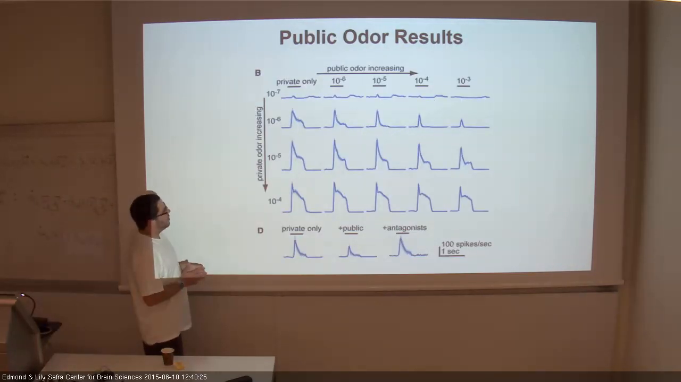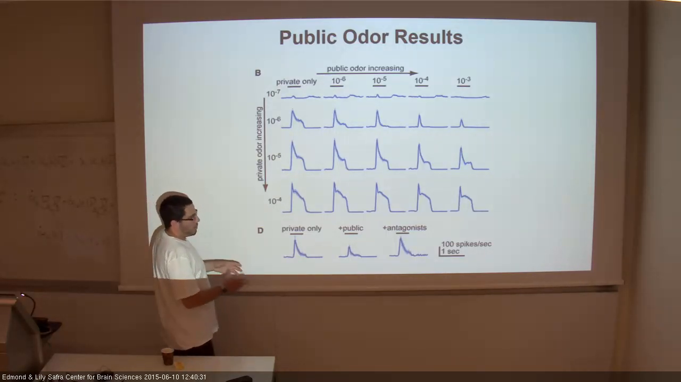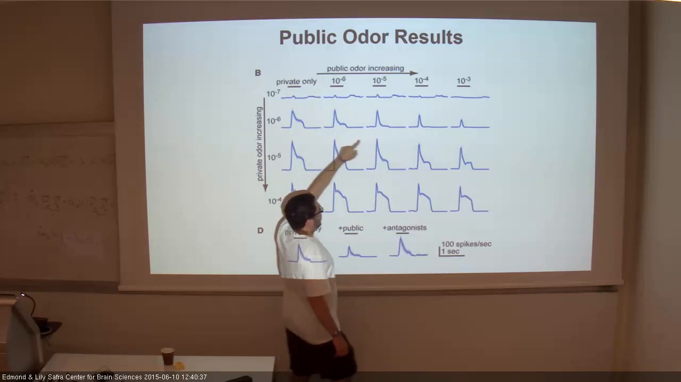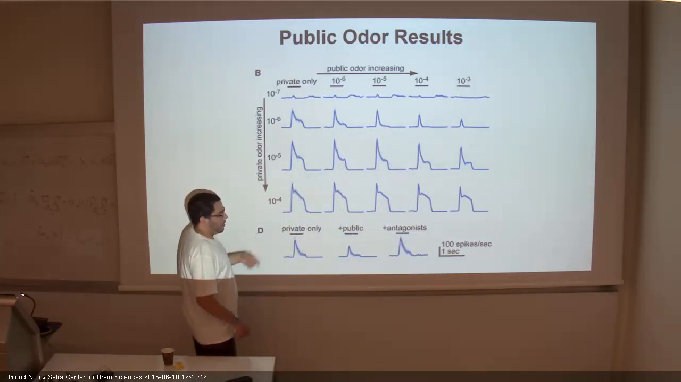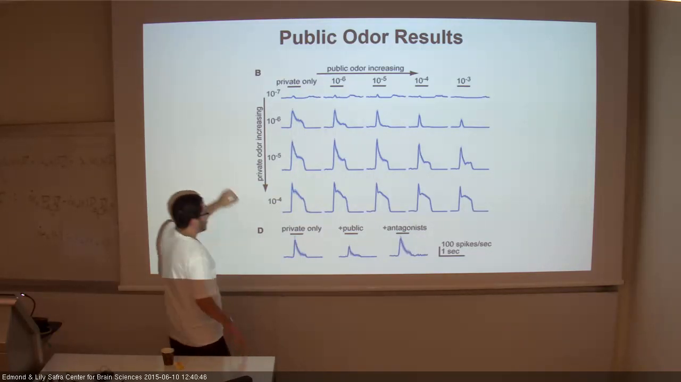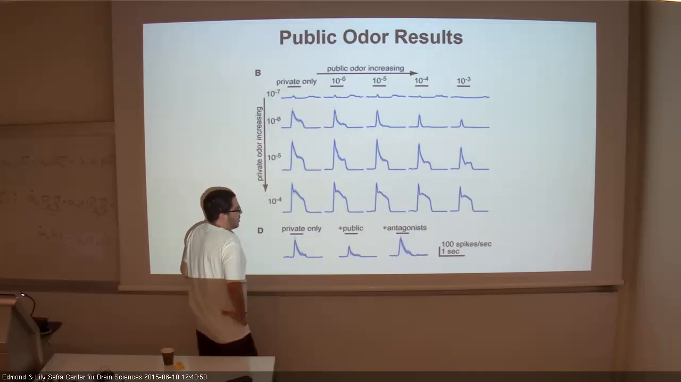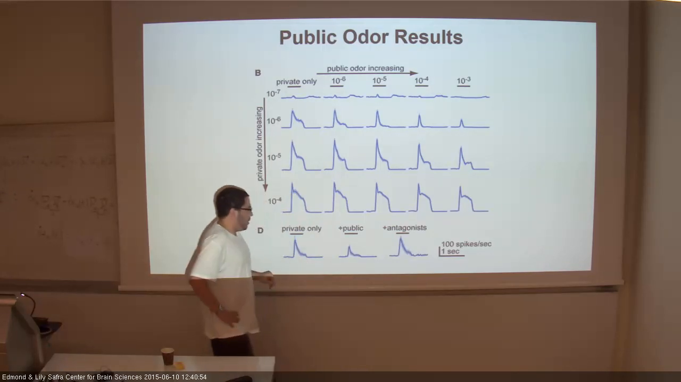So what you can see fairly clearly, I think, is that as you increase the levels of public odor, the odor that the other olfactory receptor neurons are responsive to, you get a decrease in the firing rate of the particular projection neuron that we're looking at, meaning DL7 and DM5. And you can see that even as you increase the levels of private odor, you still get this suppression response as you increase the public odor.